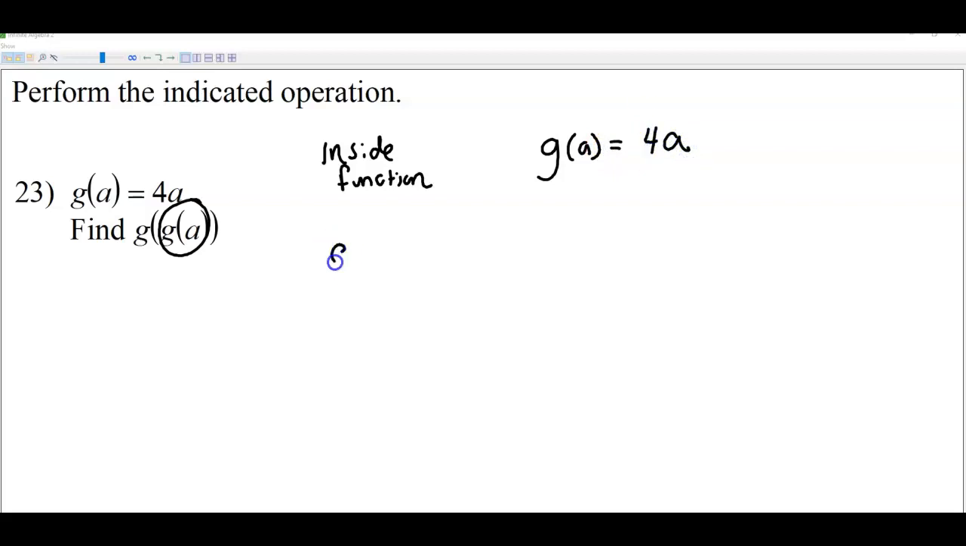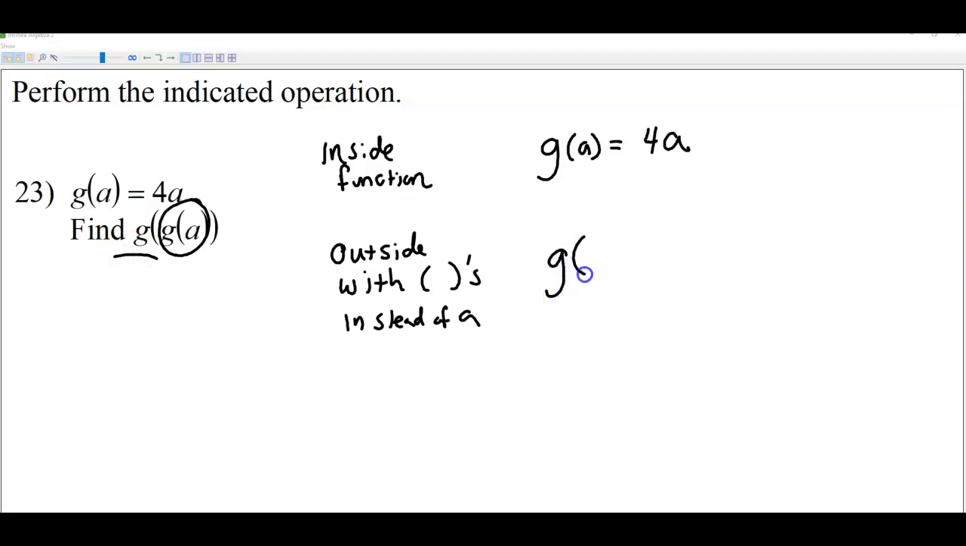The next thing we do is we write the outside function with parentheses instead of a. So the outside function is another g. So it's the same function. This time I'm going to write it, though, with blanks, parentheses instead of the a.